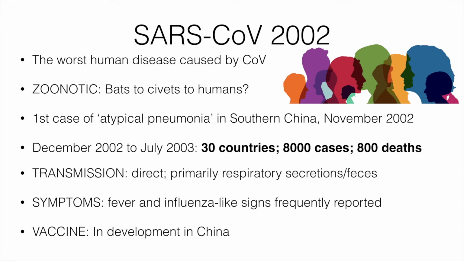Symptoms included fever and influenza or flu-like signs, and those were frequently reported. Of course, more frightening symptoms such as coughing and pneumonia, etc. But as far as the frequent, nebulous, sort of non-specific clinical signs, these were the ones that were frequently reported. Currently, a vaccine is in the process of being developed in China. They are working on an inactivated SARS coronavirus vaccine.